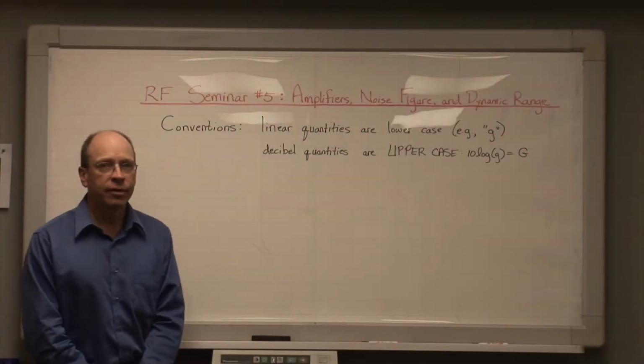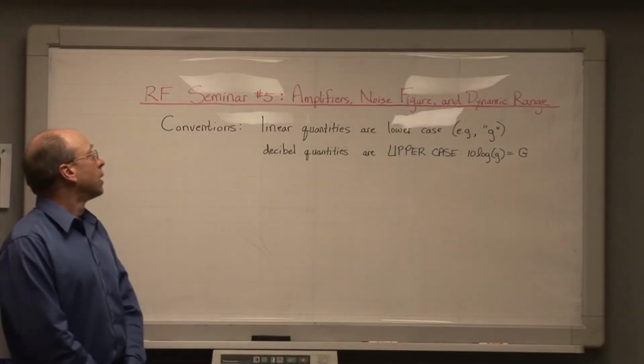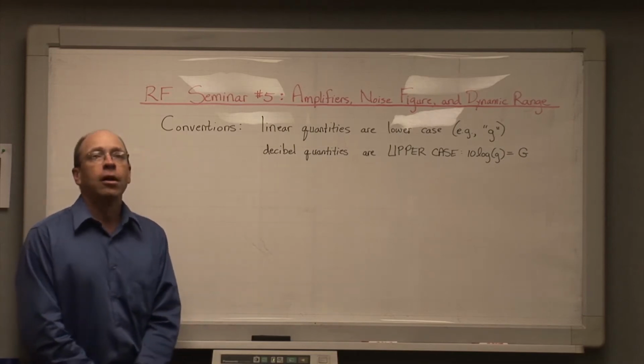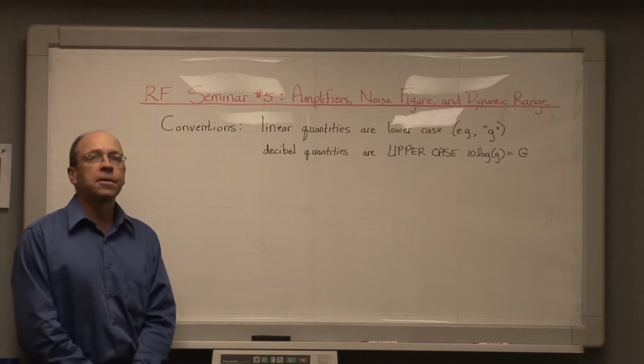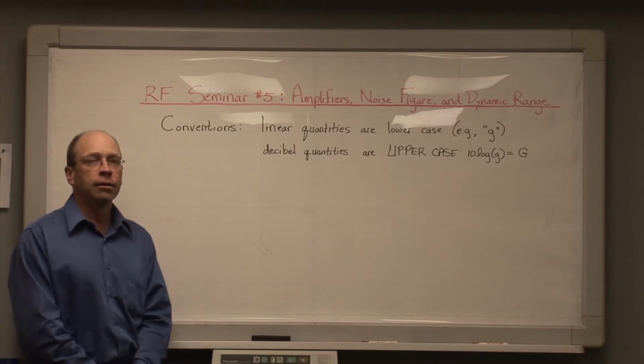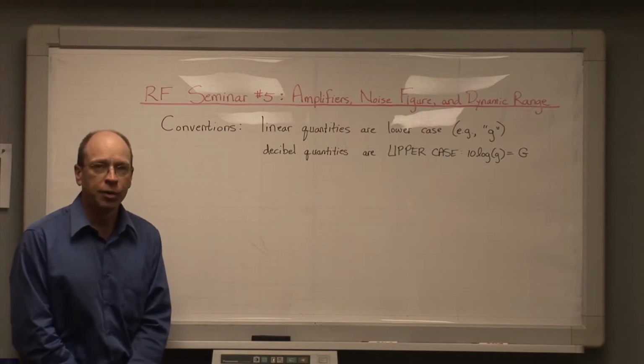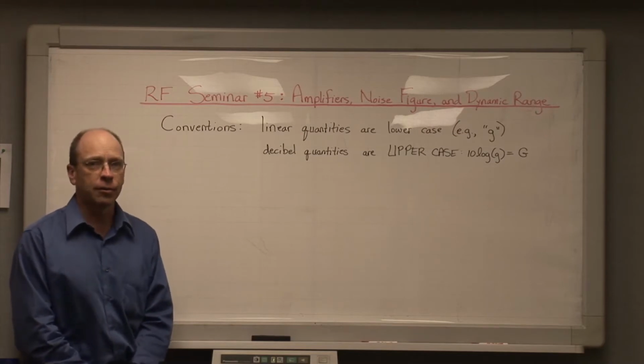Welcome to number 5 in the series of RF seminars. The topic of this seminar is amplifiers, noise figure, and dynamic range. What we're going to talk about is how to measure a signal that is weak or low compared to the noise figure of a receiver or a measurement system of some sort.